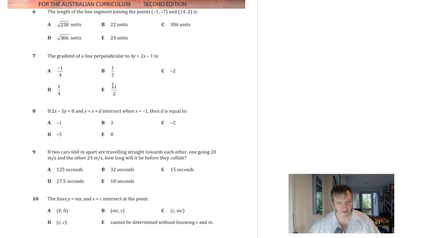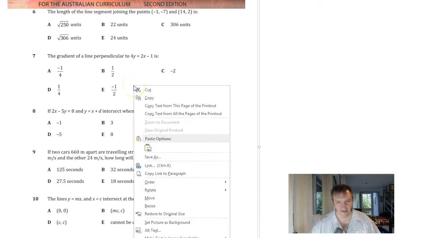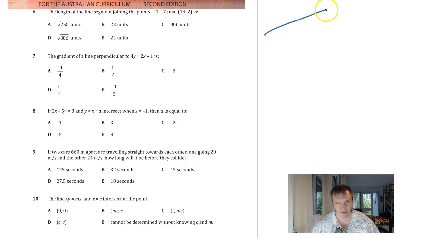Moving on. The length of a line segment. So remember your length, where does it come from? It comes from Pythagoras' theorem. I can find the horizontal distance and the vertical distance. The vertical distance is the difference in the y-coordinates.